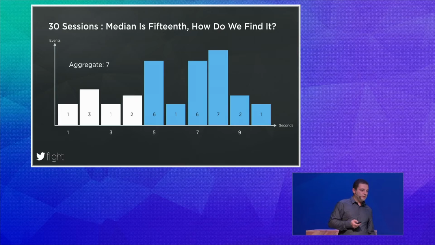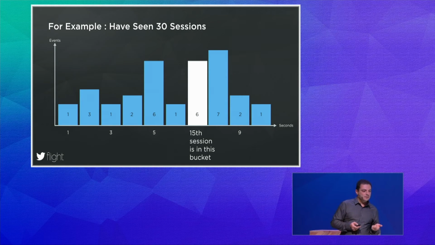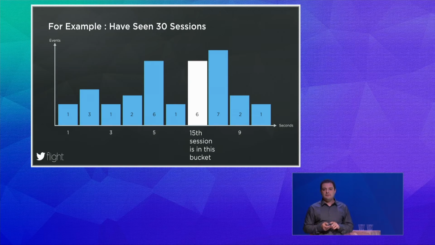If we keep counting, we're looking for the 15th session. We know that 7 sessions are 4 seconds or shorter. If we keep going until we get to the bucket that's 7 seconds long, now there are 15 sessions up to and including that bucket. So we know that the median session duration is 7 seconds long.